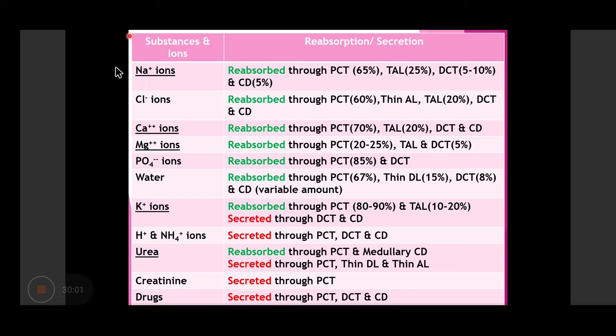So this is a summary of all the ion exchange that is occurring. Sodium ions, most of the reabsorption is occurring at the PCT. The calcium ions similarly, and magnesium ions also, a lot of reabsorption there in the PCT. Potassium ions are reabsorbed in the PCT and thick ascending limb and it is secreted in the DCT and collecting duct.